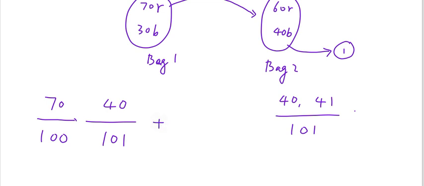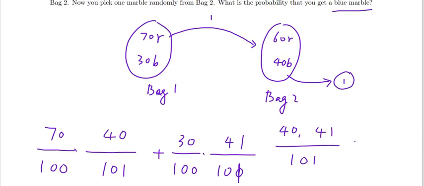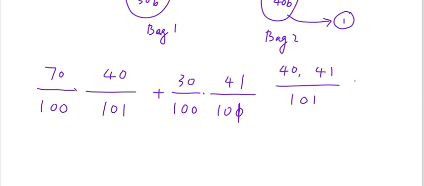Or if we have 41, this means from bag 1 we picked a blue one. So such a chance is 30 over 100. I'm sorry, here it's 101, right? 101, yeah. Okay. So this is a very general idea. We should consider this case, that case, like check each case.